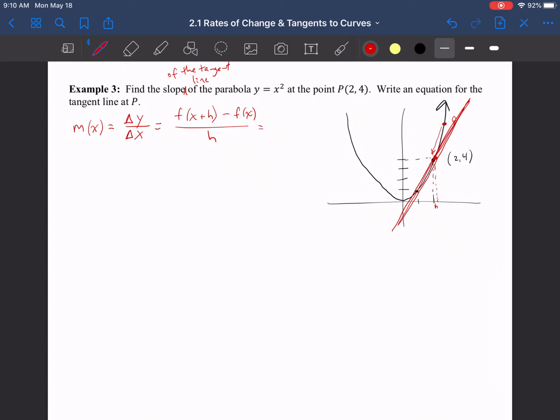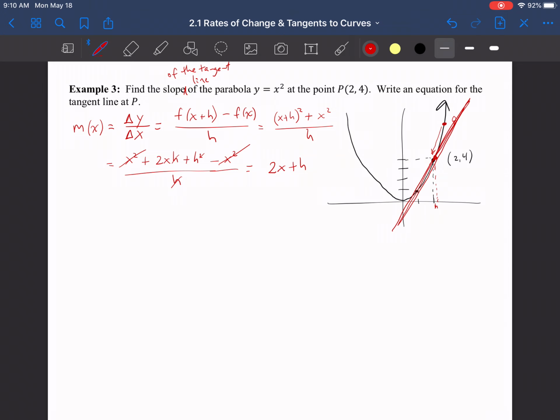And so then when we plug this in, f of x plus h is (x plus h) squared minus x squared, all over h. And then we square that whole thing out, that's going to be x squared plus 2xh plus h squared minus x squared over h. So we have x squared and a minus x squared, so that's going to cancel, okay? And then everything has an h in it, so we can cancel out an h from everything, and that'll just give us 2x plus h.